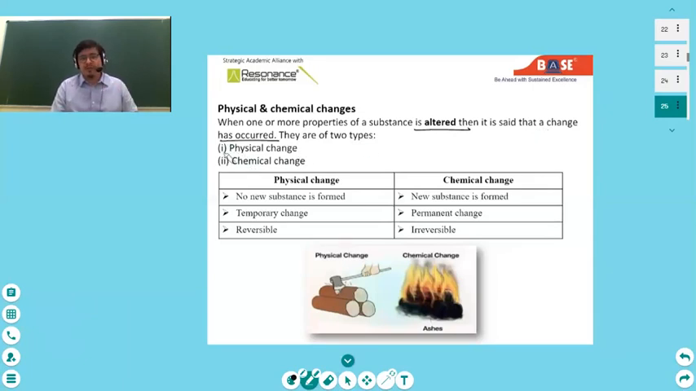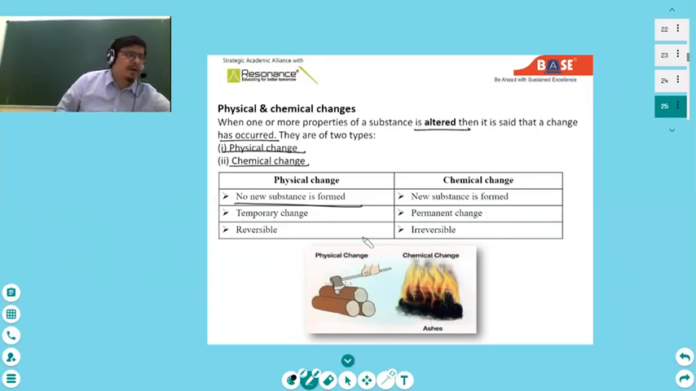There are two types of change, physical change and chemical change. Physical change is what? No new substance is formed. For example, you take wood, suppose this is the scale, and if I break this scale into two halves, it still remains wood. So no new substance is formed.